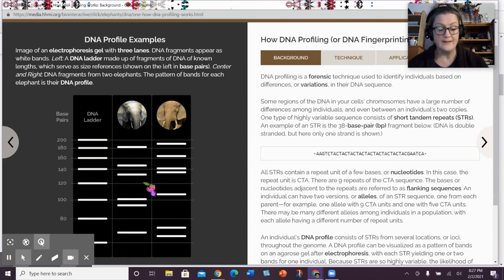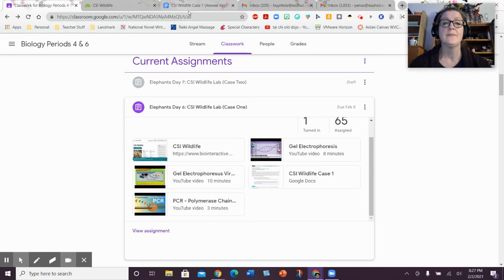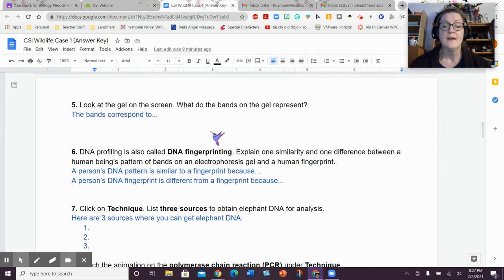All right, so let's move back and look at some of our questions so we can kind of frame what we're doing here a little bit better. Okay, so what does STR stand for? Short tandem repeats. It tells you right there in the module. What do the bands on the gel represent? Well, the bands correspond to pieces of DNA of specific lengths, right? And it's not just one strand. One strand of DNA is too small to see. You have to be able to amplify it. We're going to talk about that in just a second.